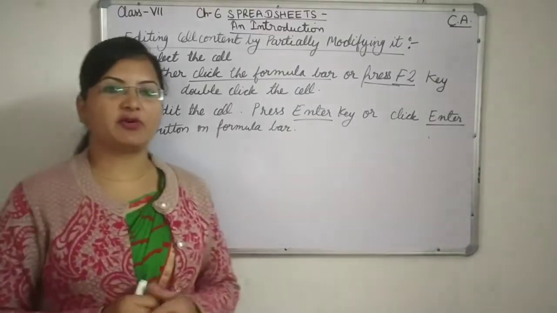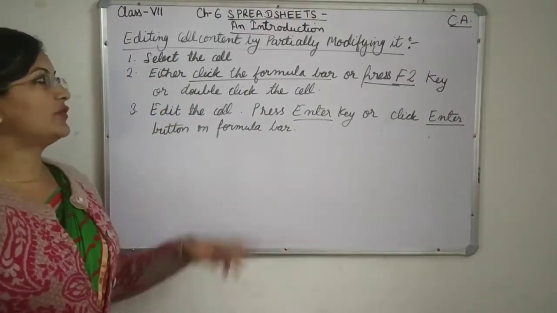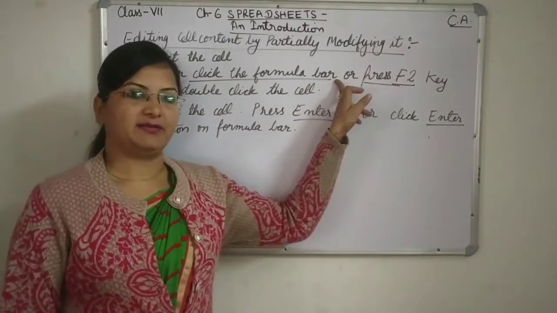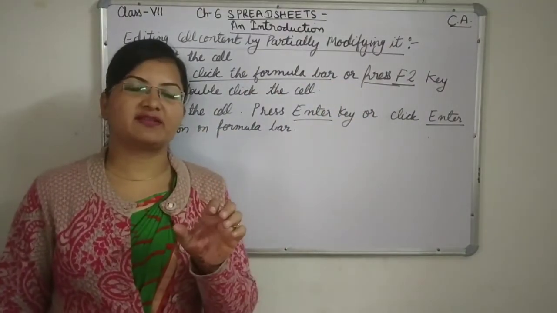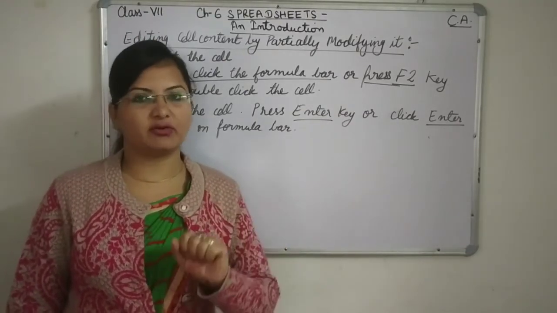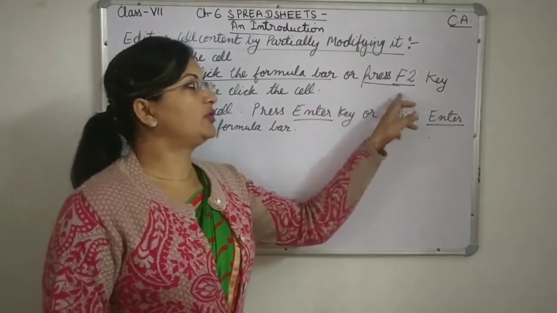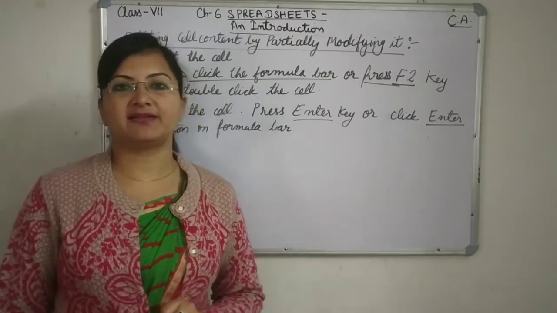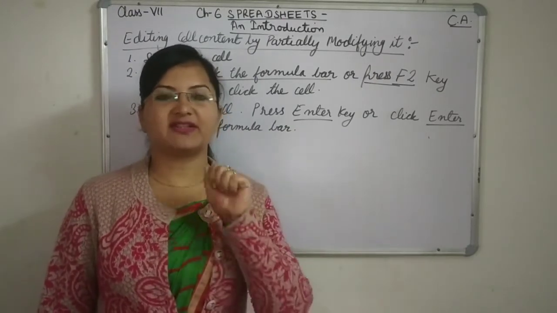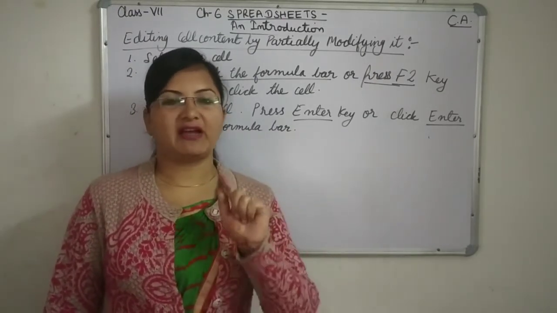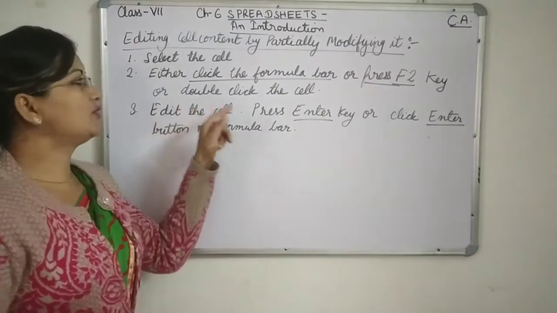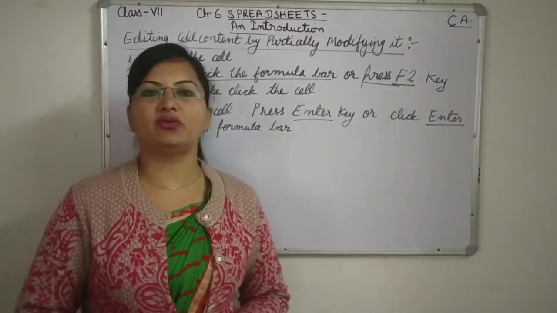Now we will partially modify the cell content. For that, you have to select the cell, then click in the formula bar. That means if the cell is selected, whatever is written inside it will be displayed in the formula bar. So you can directly go to the formula bar and change the spelling there. Or you can press the F2 key. What does the F2 key do? The F2 key brings the cursor inside the selected cell. Or you can also double click inside the cell that you want to change.